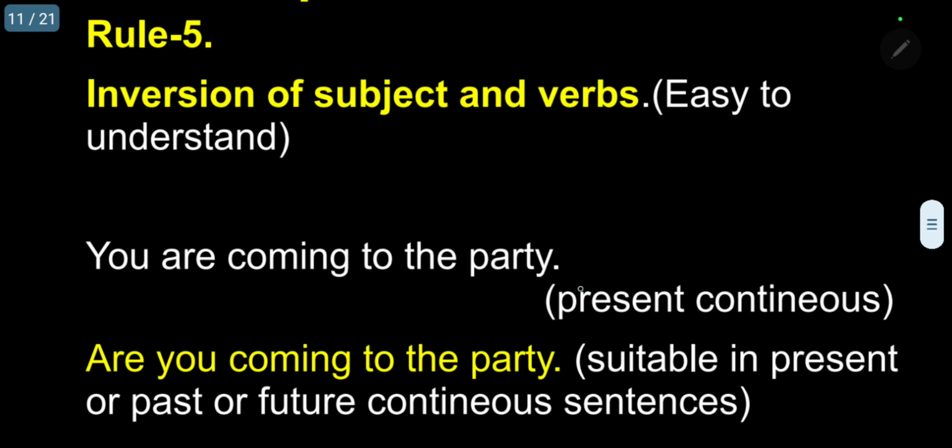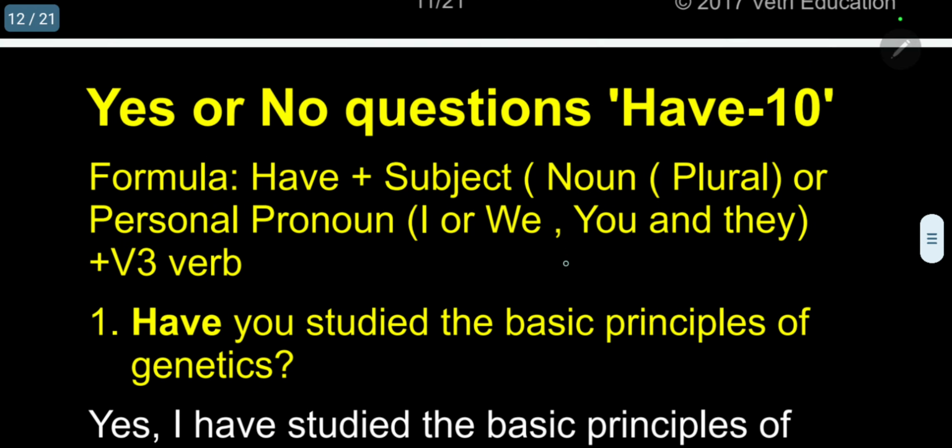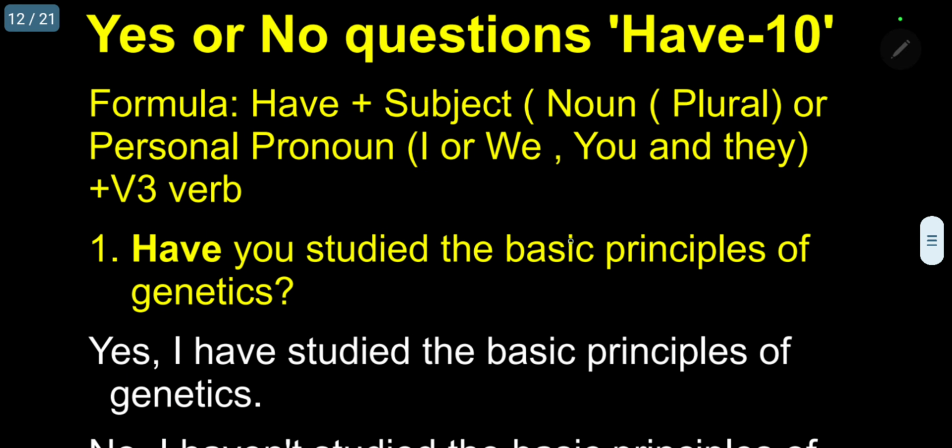So these are the 5 rules we have to follow. Now I am going to give you 10 sentences using have, the auxiliary verb. And for that, I am giving a simple formula. You first identify that. What is the formula? First, you use have.